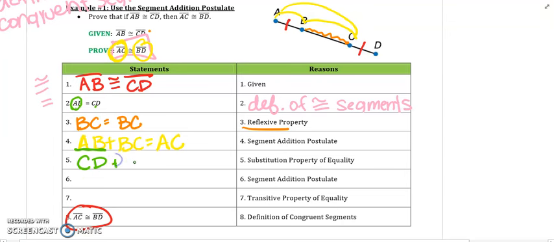So I'm going to say CD plus BC equals AC, simple substitution. If you can follow directions, you got this. Next, we're going to do the segment addition postulate. We're going to do it in blue this time.